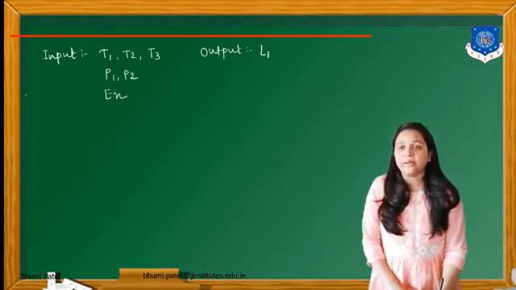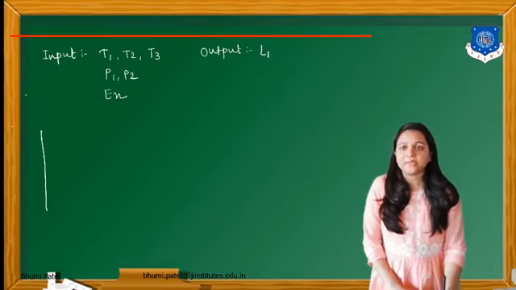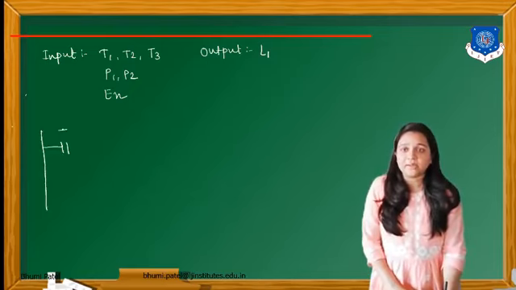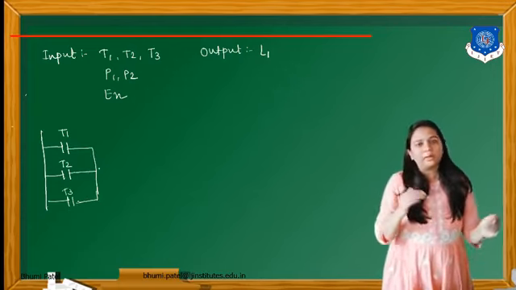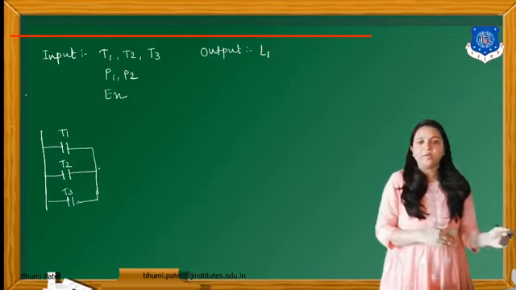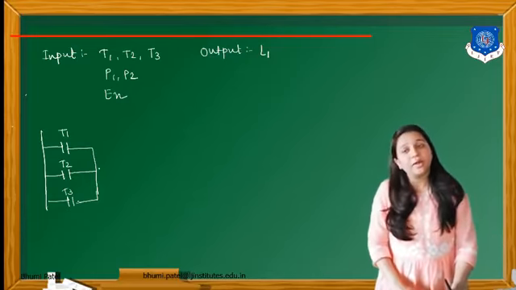Okay, now the first condition is that any one of the temperature sensors should be on. Starting with the ladder diagram, the condition for the temperature sensors is any one of them, which means we can put the temperature sensors in parallel connection. If any one of the temperature sensors is on, the lamp should be on. So this is the first condition. If T1 is on, the lamp will be on. If T2 is on, the lamp will be on. And if T3 is on, the lamp will be on.